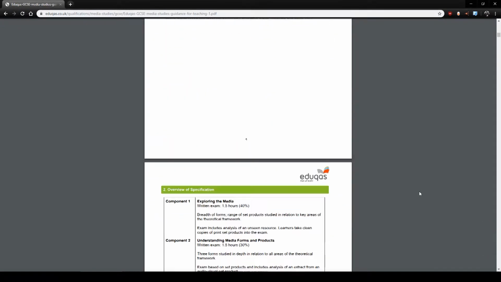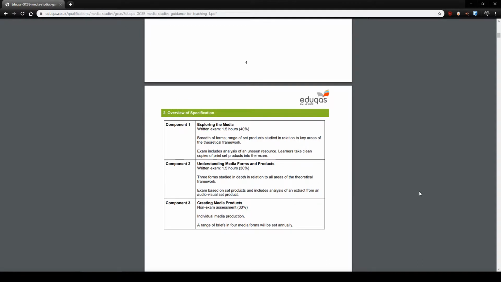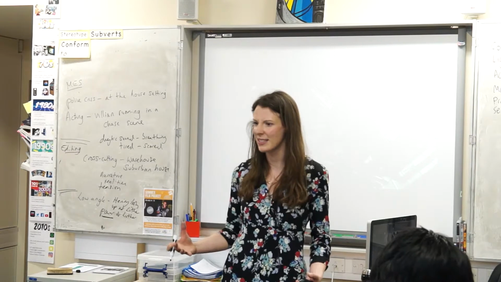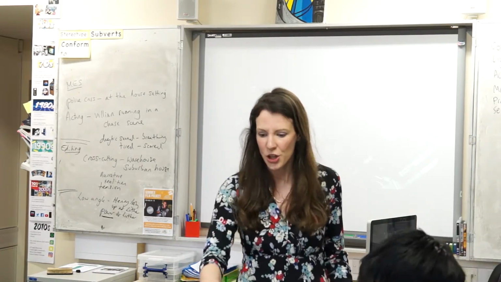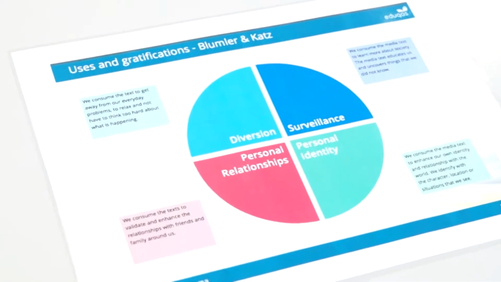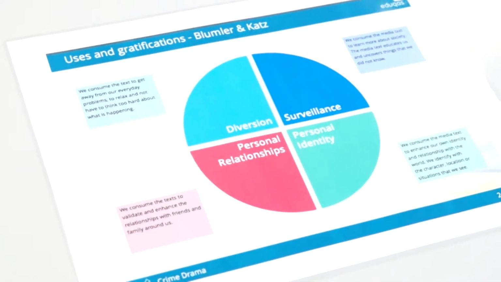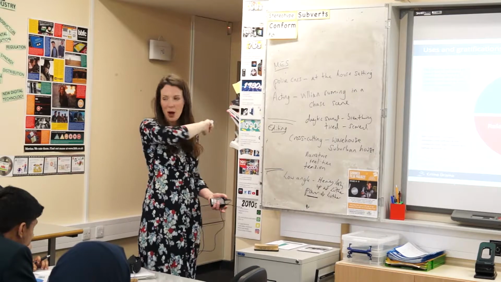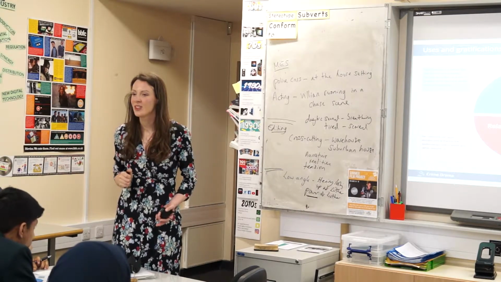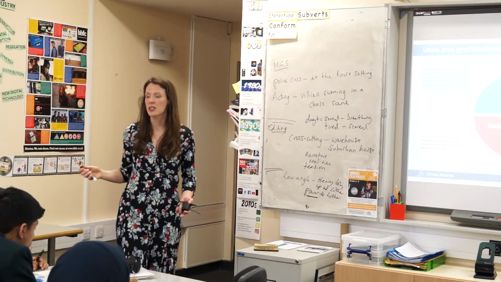But I also want us to think about why audiences watch crime drama in the first place. So on your tables, you have Blumler and Katz's uses and gratifications theory. So have a look at it in your pairs, please. Pick a part of the pie and explain to us what we get from crime drama. Diversion. How is crime drama diverting?